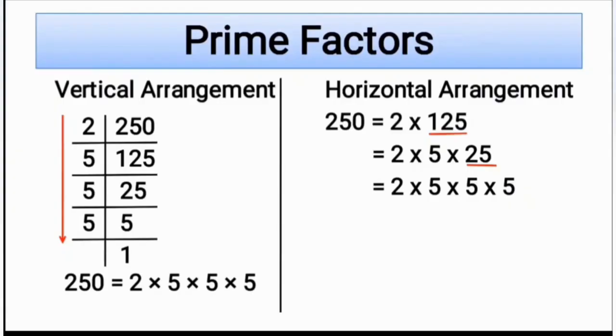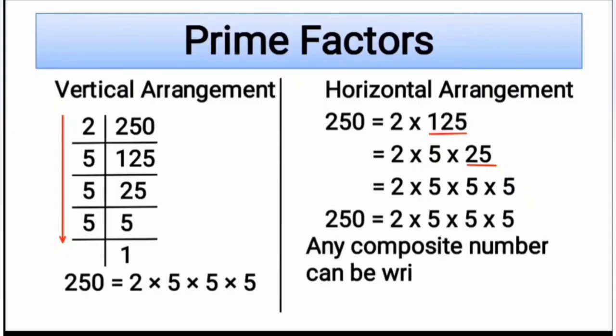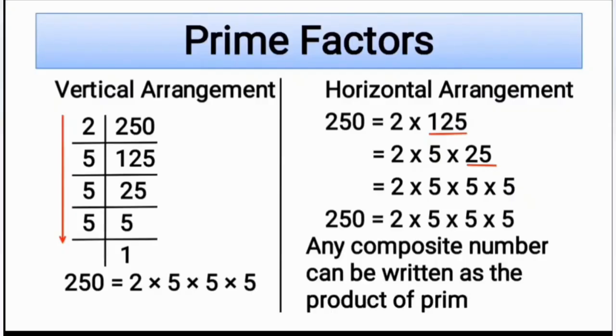Now all numbers are prime numbers. So these are the prime factors of the given number 250. This is the horizontal arrangement to obtain prime factors. From this, it is observed that any composite number can be written as the product of prime numbers. Friends, I hope you understand the concept of prime factors.